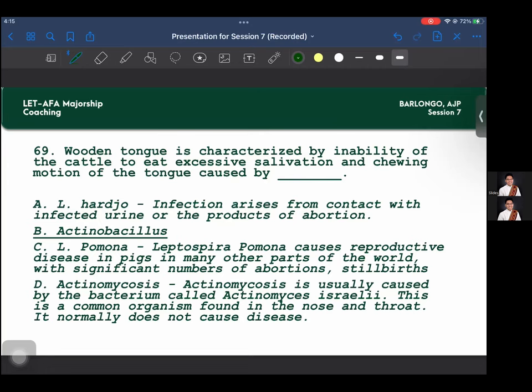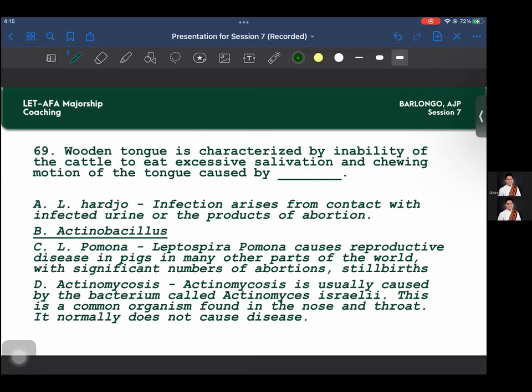And so again, yung L. pomona or Leptospira pomona causes reproductive diseases in pigs in many other parts of the world with significant numbers of abortions and stillbirths. So ito yung hindi okay or hindi normal yung kanilang mga babies. And thus, nagre-result sa ganun.